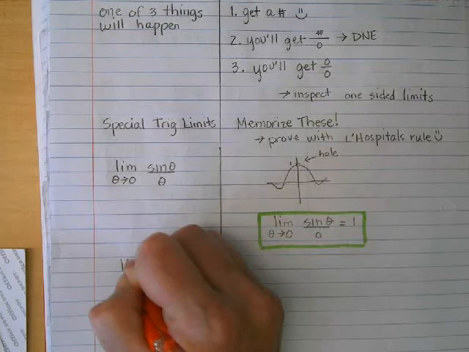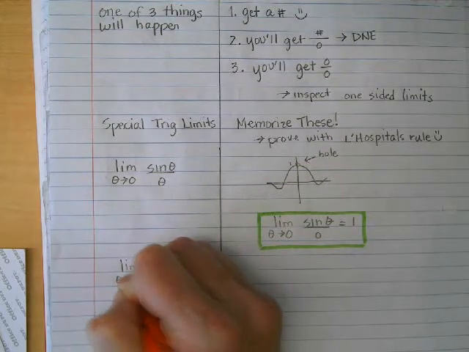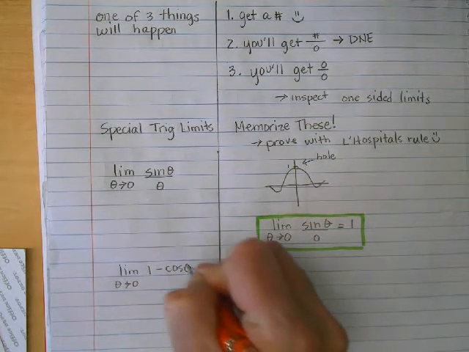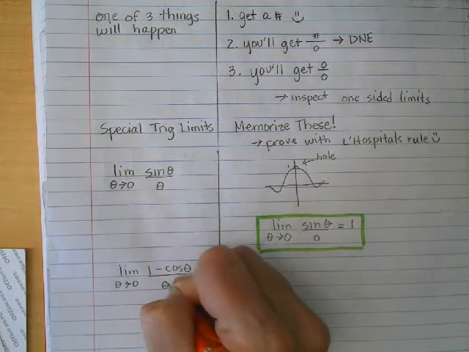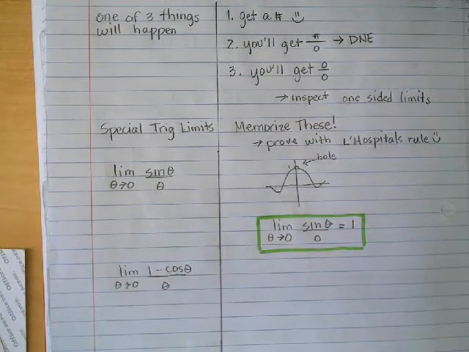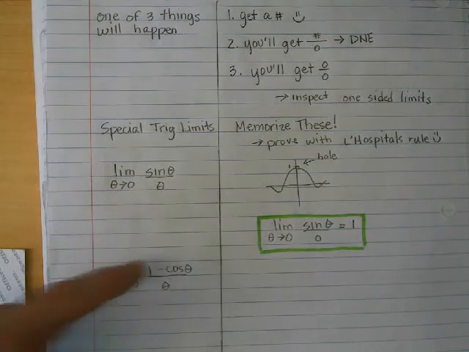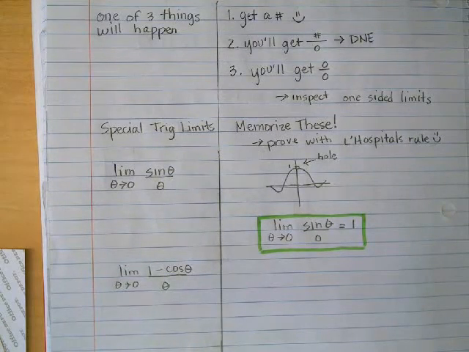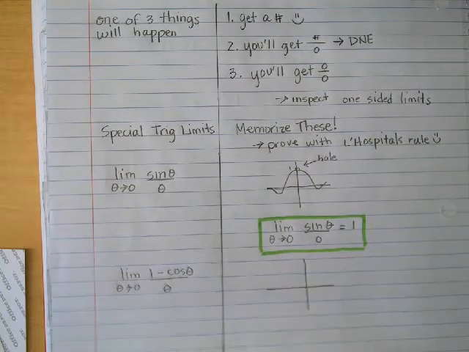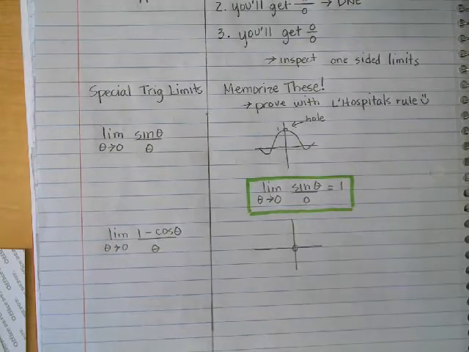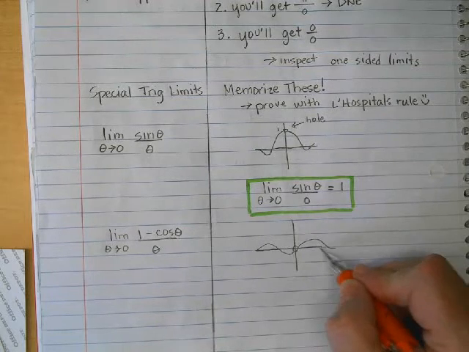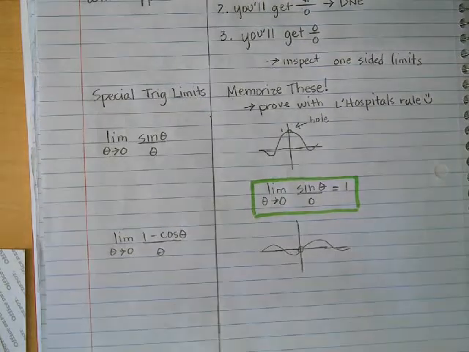Okay, the other one that is very important, as it comes up quite a bit when we're simplifying, is 1 minus the cosine of theta over theta. You can see that if we put a 0 in there, the cosine of 0 is 1. So I would have 1 minus 1, 0 over 0, indeterminate form. So we're going to just look at the graph. And this graph has a hole right at the origin there. We're not really that interested in what the graph looks like. I just want you to know it's something like that.